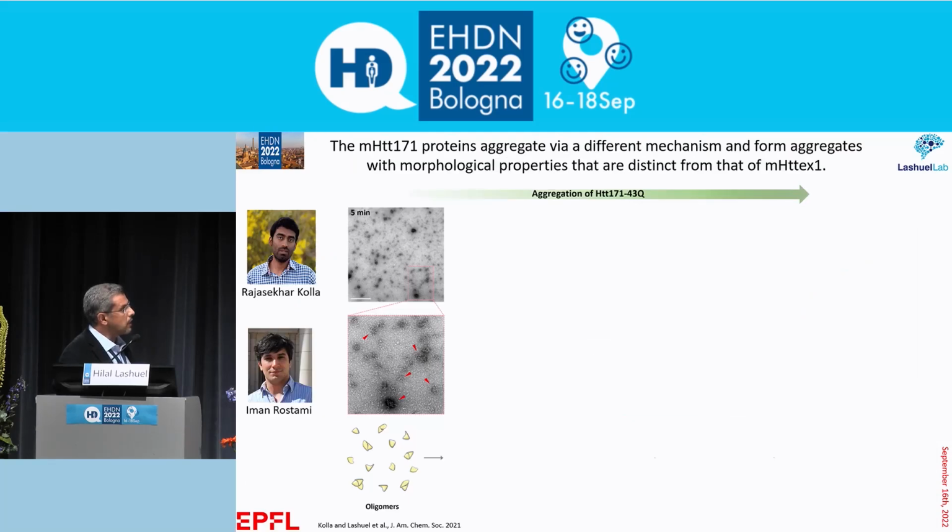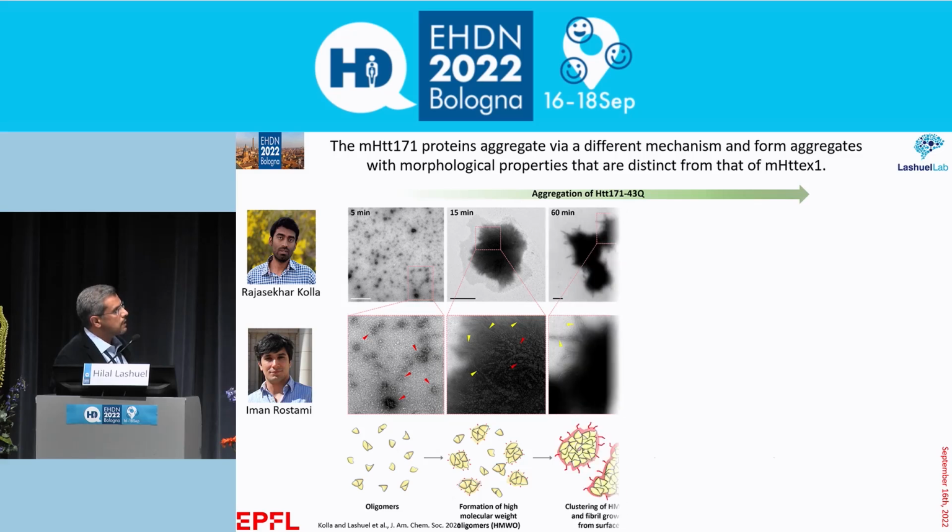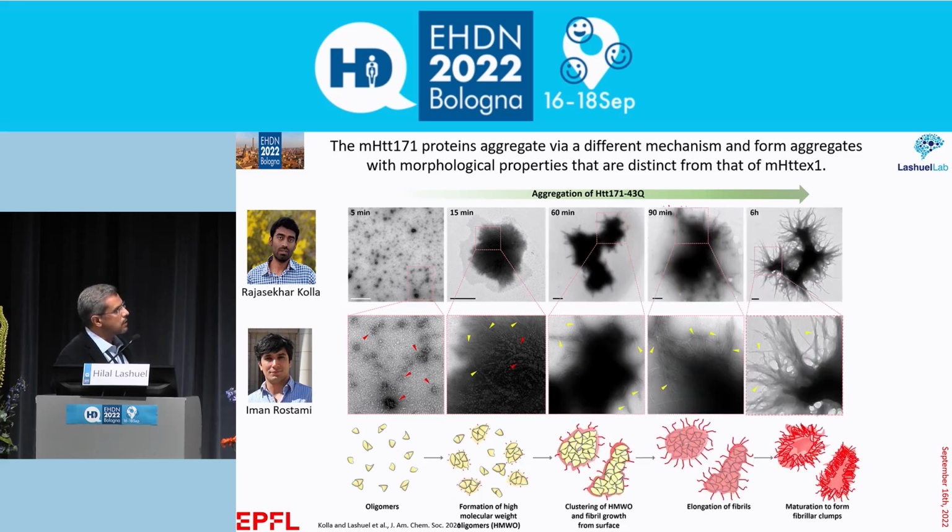And Raja Kolo in the lab investigated the mechanism of aggregation of these long fragments. In this case, I'm showing an example of mutant 171. What you could see is that the protein begins to form these oligomers. But unlike exon 1, which goes from oligomers to fibrils directly, this goes through the formation of these diffuse type of aggregates that are non-fibrillar, from which fibrils eventually grow toward the end. So these are non-specific aggregates that serve as nucleation sites for the growth of fibrils.